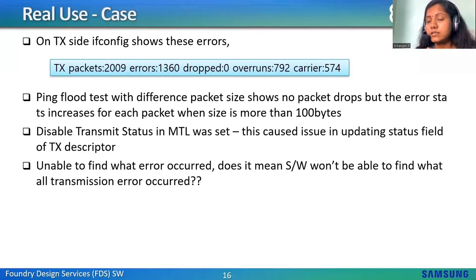We have added extra support to show the register value and the bitwise information of the interrupt status register, MMC control register, and interrupt mask register. Using this, we were able to find that an underflow interrupt had occurred, and we could find the number of packets dropped due to the underflow error. This helped us to resolve the issue.